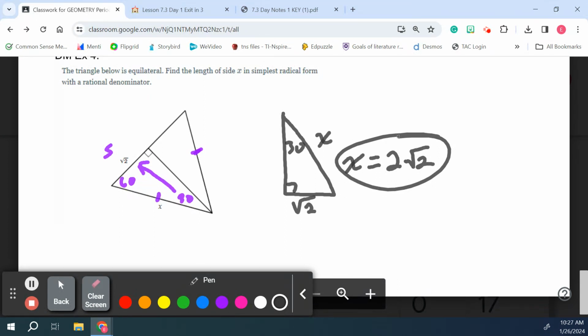The hardest part about this is identifying what you have. Okay? Any questions? I would like your Delta Math done before you leave today. You have plenty of time. Okay?